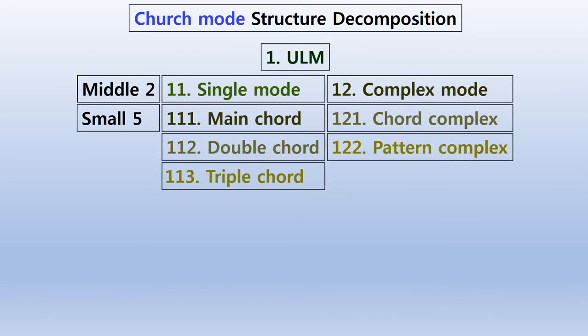Upward line method consists of main chord, double chord and triple chord methods in single mode, and chord complex and pattern complex methods in complex mode. This is done in a total of 5 ways.